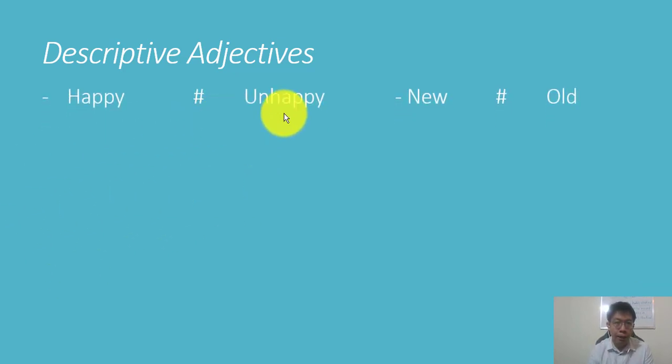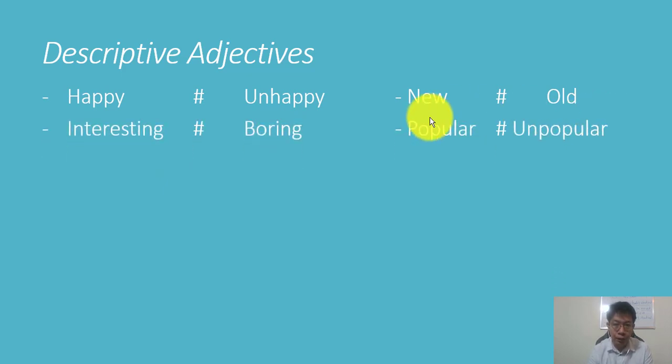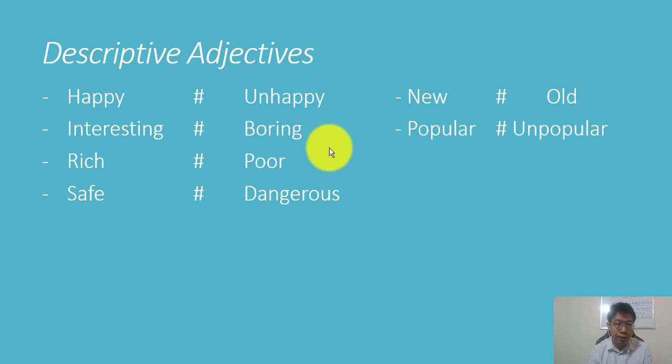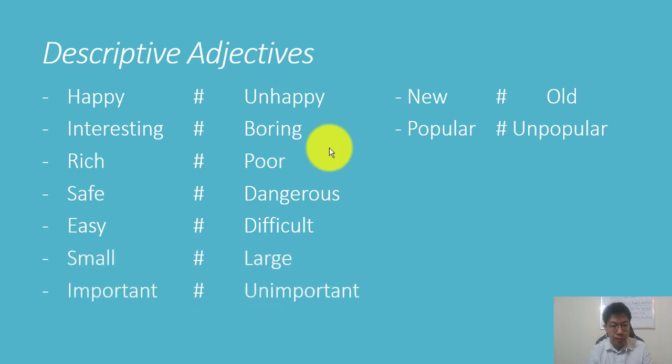So we have happy, unhappy, new, old, interesting opposite with boring. You can see that symbol here, it stands for opposite. Popular opposite with unpopular, rich opposite with poor, safe opposite with dangerous, easy opposite with difficult, small opposite with large, important opposite with unimportant, modern opposite with traditional. I guess all these adjectives are going to be easy for you, and I hope that you all know the meaning of these adjectives because they are pretty simple.